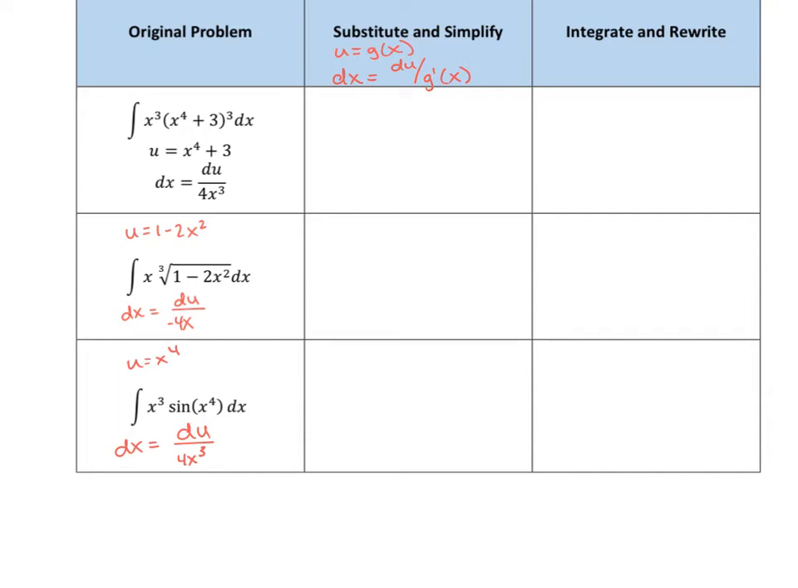So I take this first problem, and if I substitute u for g of x, u is x to the fourth plus 3. So I'm going to rewrite this. Instead of x to the fourth plus 3 cubed, I'm going to write u cubed. That's what I mean by plug in u. Or it might look a little bit more clear if I wrote it u cubed. So u goes in for wherever you found it from. And dx, this dx, we're going to plug this in. Du over 4x cubed.